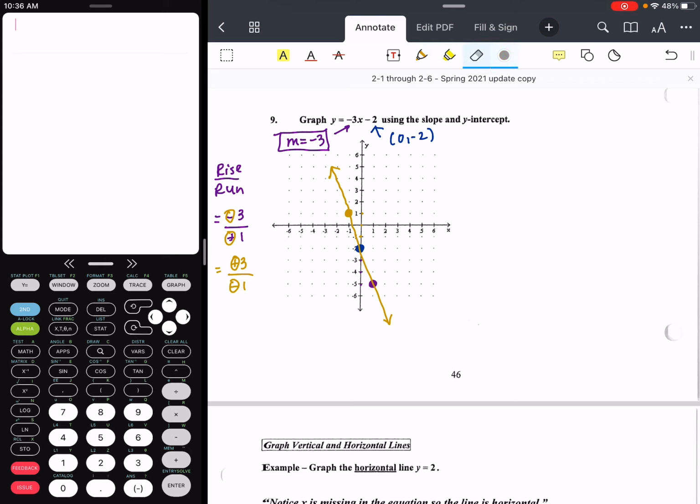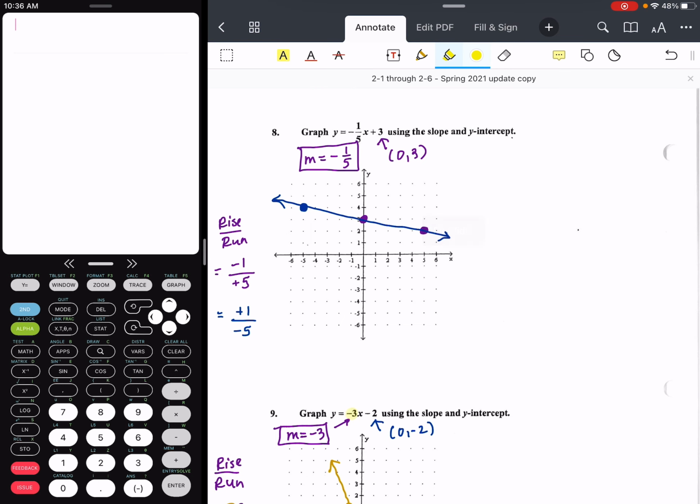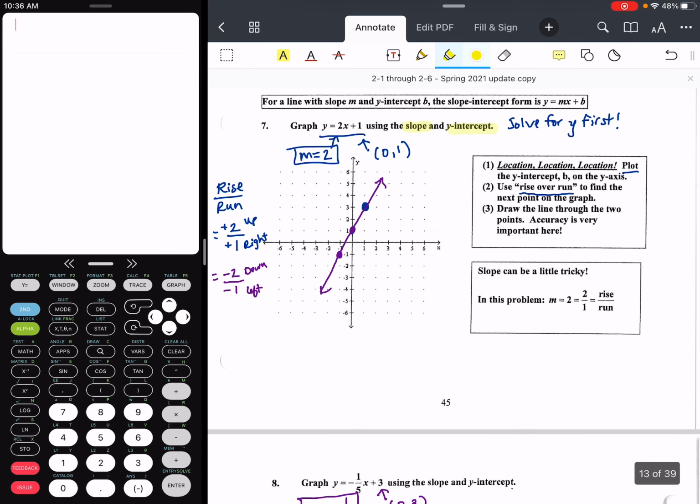And as a check, if you have a negative slope, make sure that your line looks like it has a negative slope. I have a decreasing function, a decreasing line, so visually I do see that negative slope. Same thing in number 8. I see a flatter slope, but I see a negative slope as well. In number 7, I see that increasing pattern, so I do see that positive slope after I graphed it.